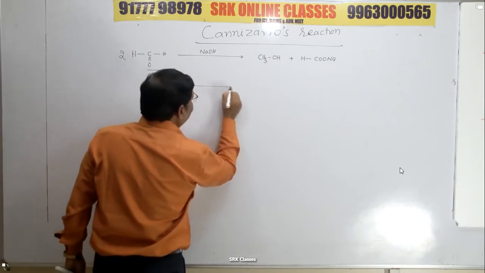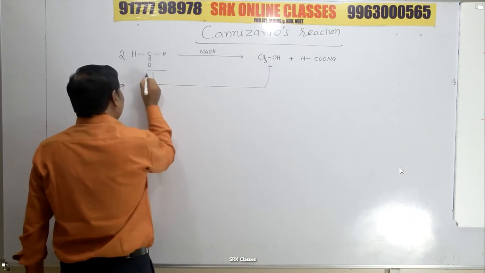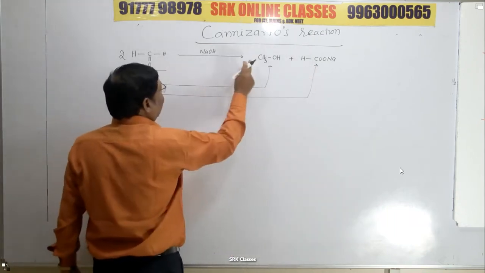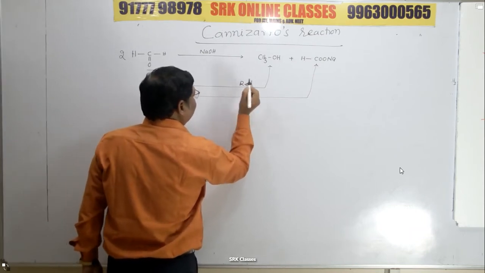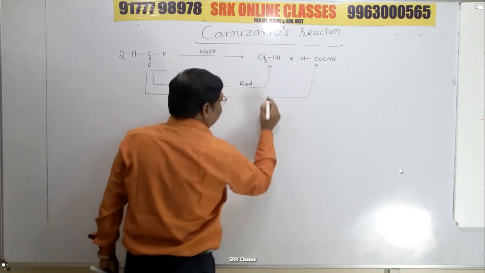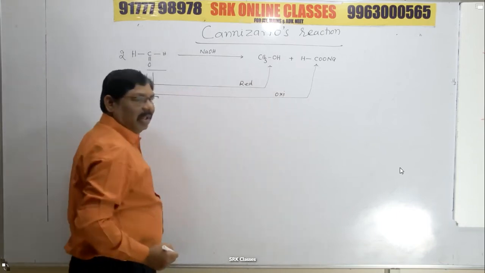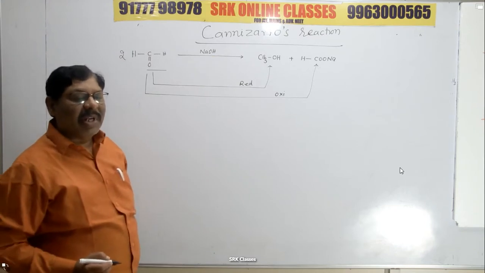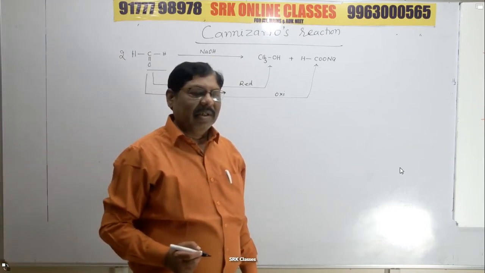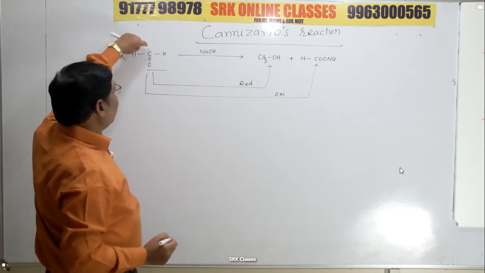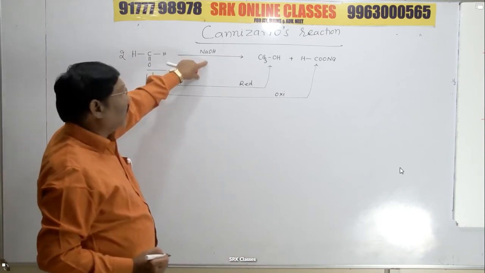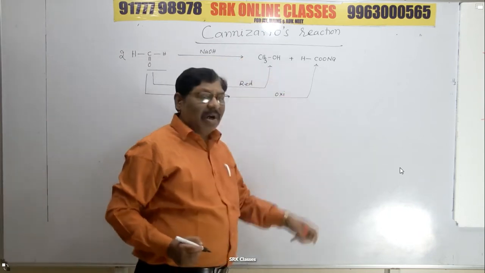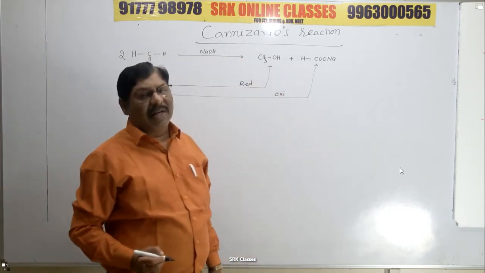1 mole will be converted to alcohol, and another mole is converted into salt of carboxylic acid. Aldehyde to alcohol is reduction. Aldehyde to carboxylic acid is oxidation. The same molecule undergoes oxidation and reduction, therefore it is said to be a disproportionation reaction. And an important thing: formaldehyde on treating with concentrated alkali produces methyl alcohol and sodium formate. This is known as the Cannizzaro reaction.